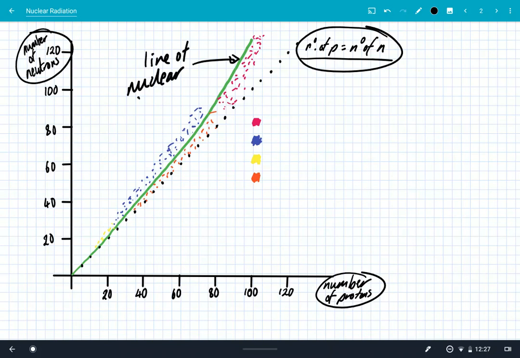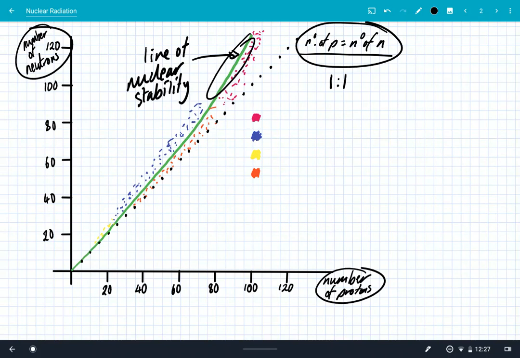So those are actually the stable nuclei. And as you can see, as you get to heavier and heavier nuclei, the ones up here, for example, there's actually a greater number of neutrons than there are protons. The reason for that is that protons are positive and they repel each other. So you need more neutrons in there to glue the nucleus together through what's known as the strong nuclear force. So this green line of stability doesn't follow this 1-to-1 ratio of protons to neutrons.